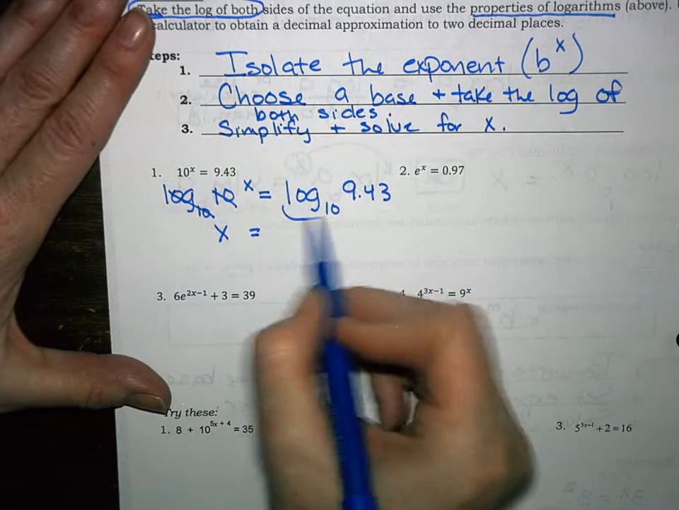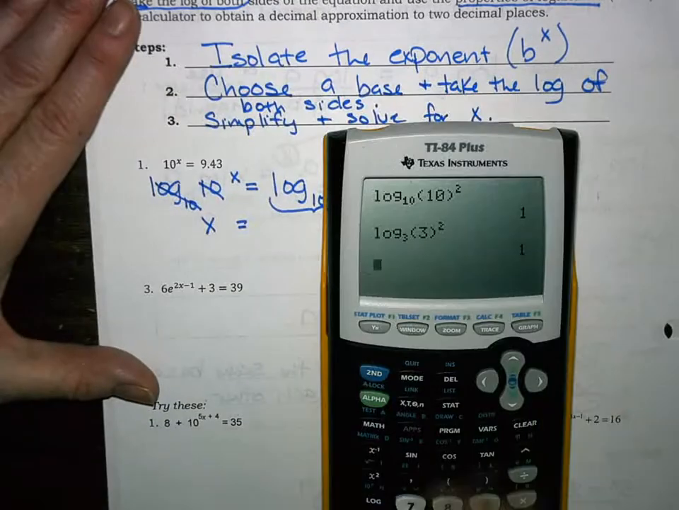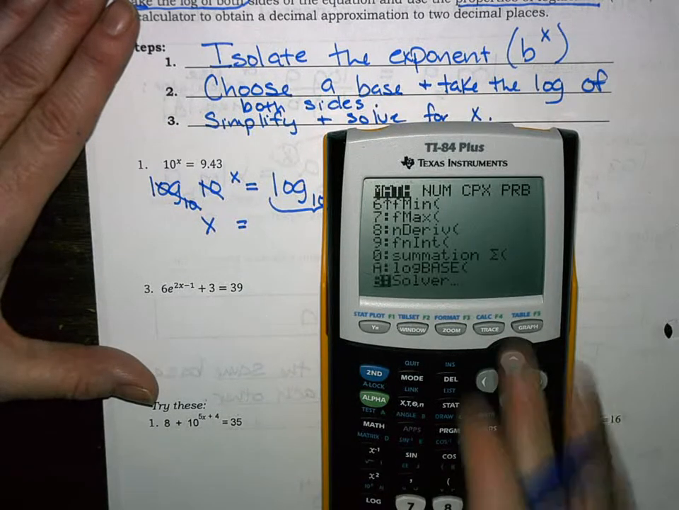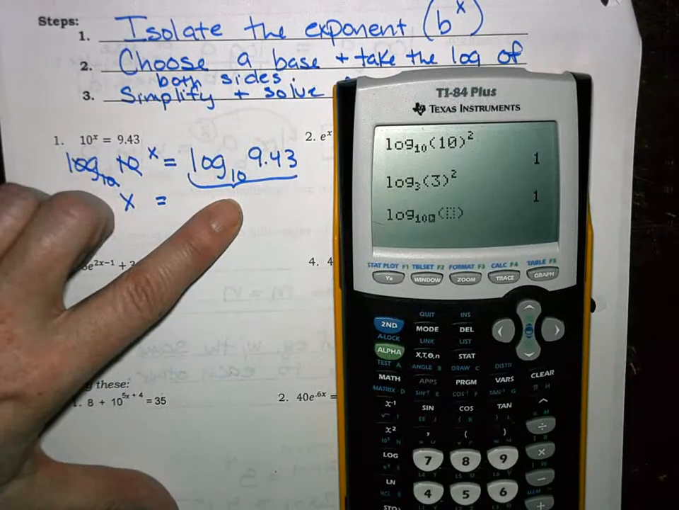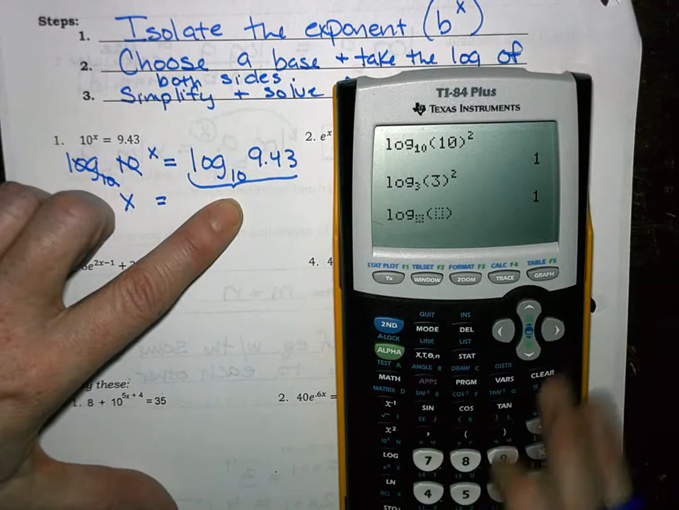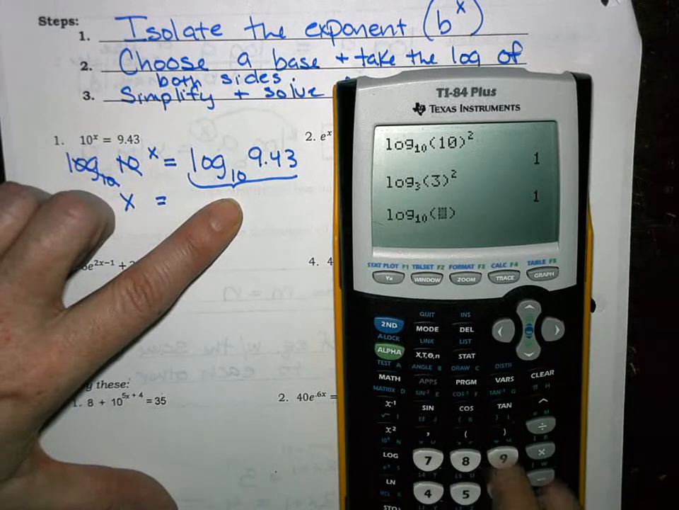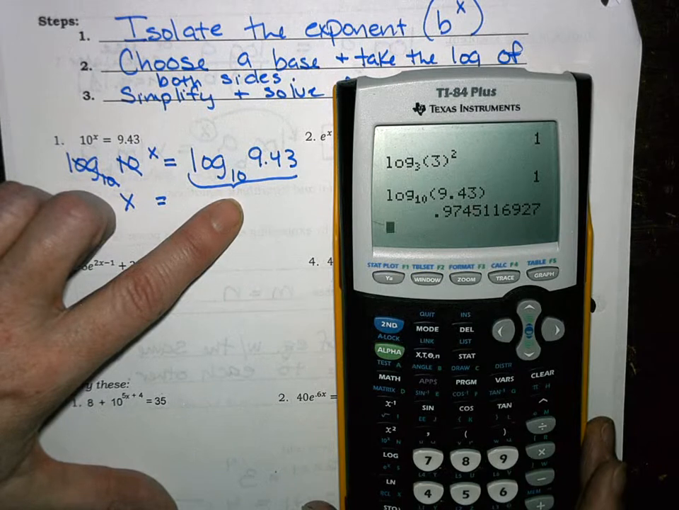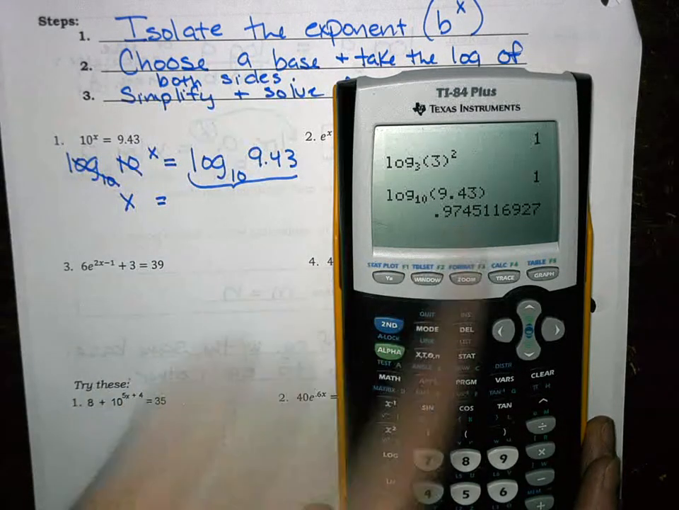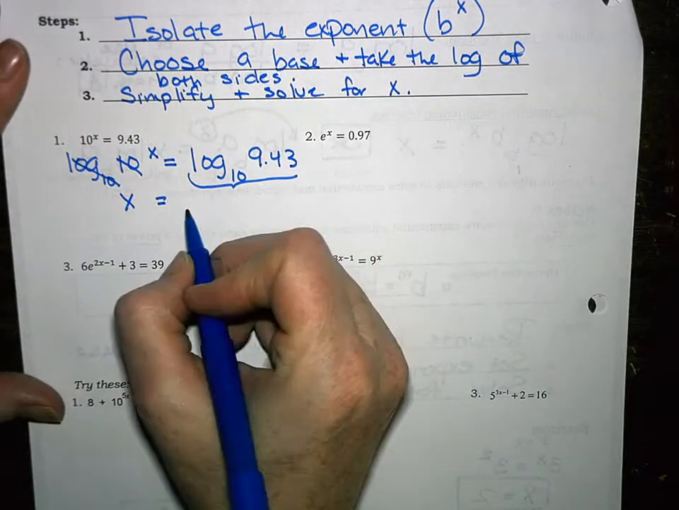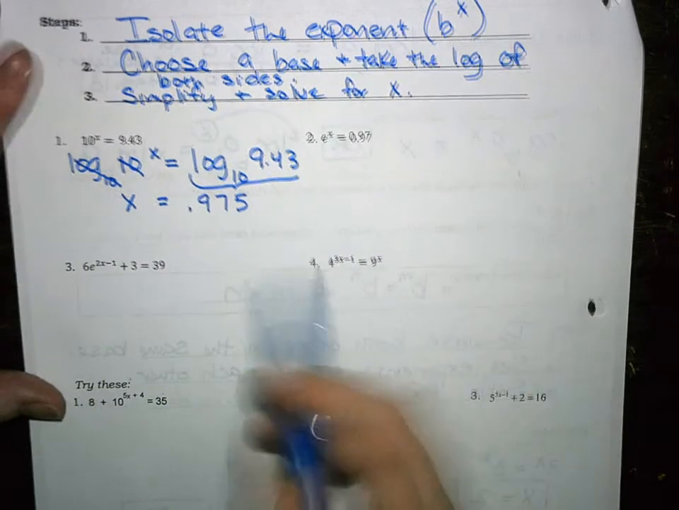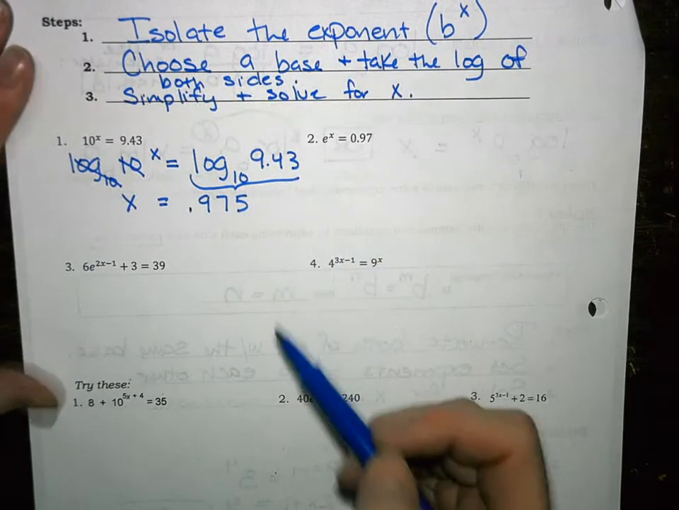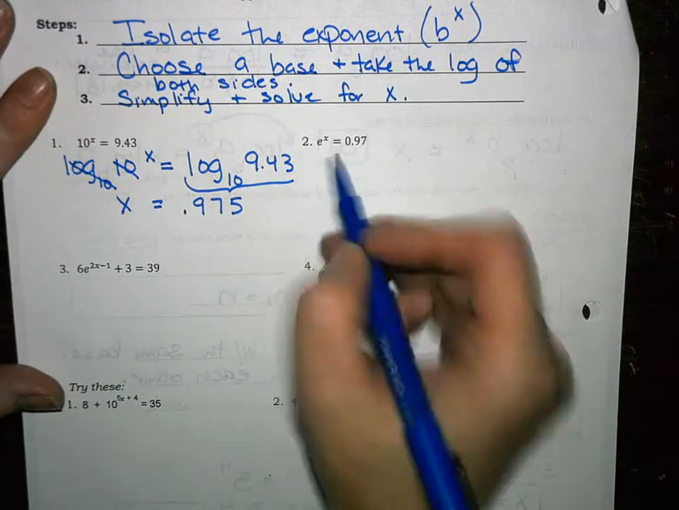So these cancel, I get x equals, now this I can do on my calculator. Math, log base, and I'm going to put in base 10 to the 9.43, and I hit enter, and my answer is 0.97. I'm going to round it up, 0.975. Okay, so let's do it again.